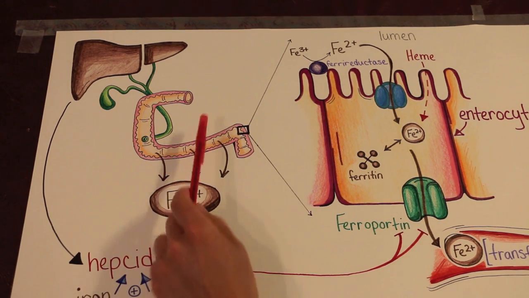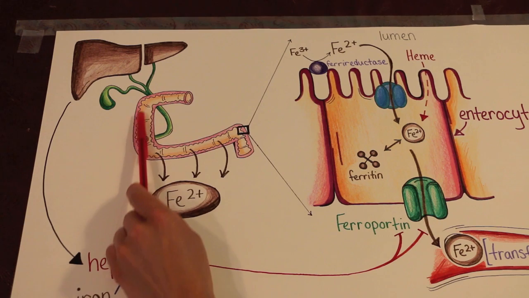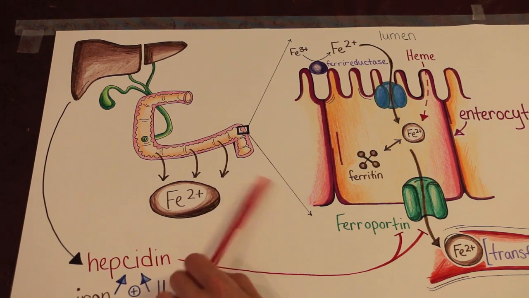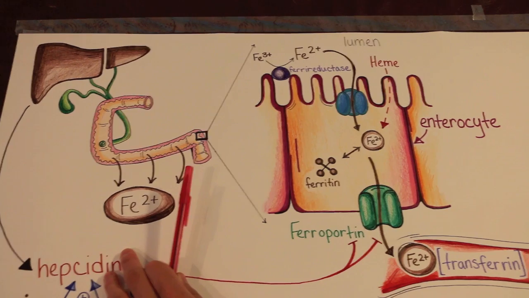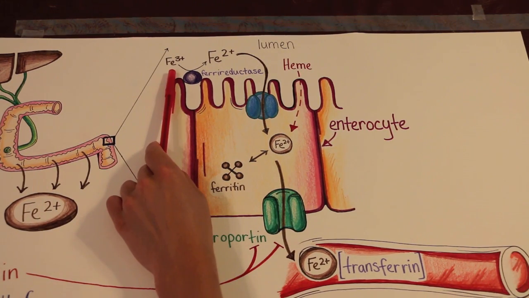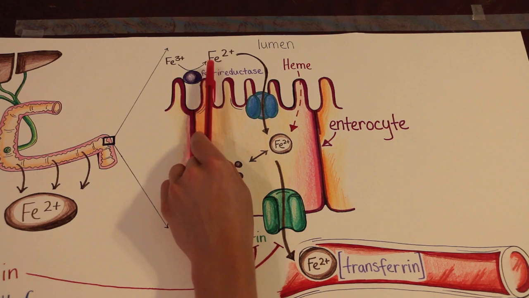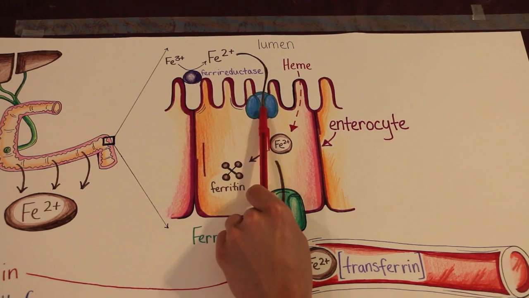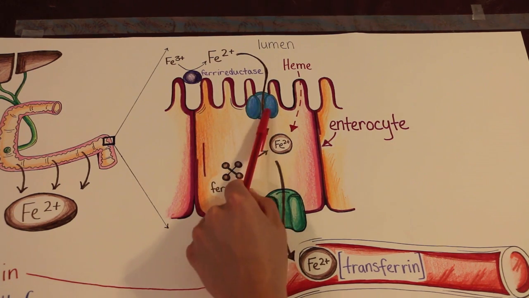Your dietary iron comes in and is absorbed in the duodenum, with some also being absorbed in the upper jejunum. Iron can come into the diet as ferric iron, which is Fe3+, but it must be reduced to ferrous iron, which is Fe2+, before it can enter the cell through DMT1, the divalent metal transporter. The actual reduction of iron is done through ferroreductase.